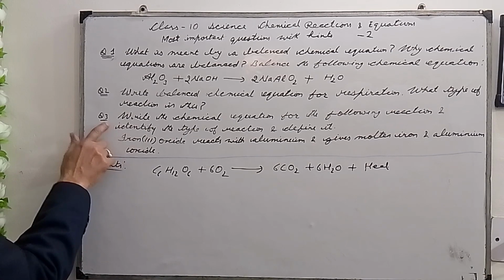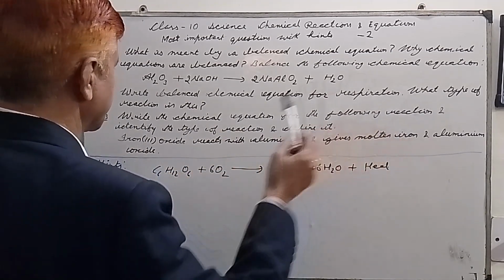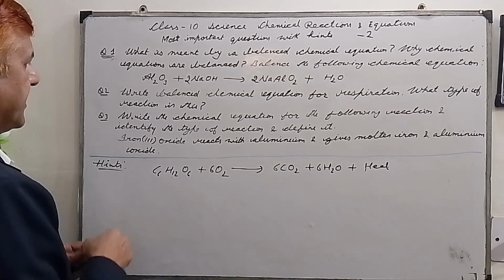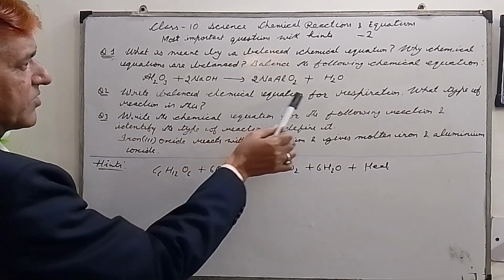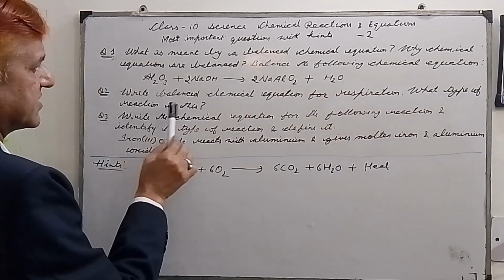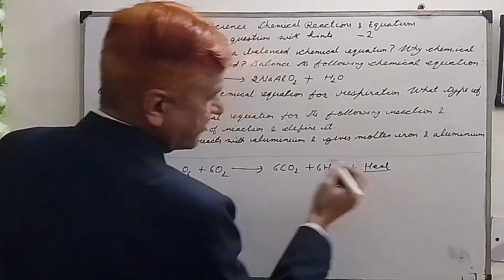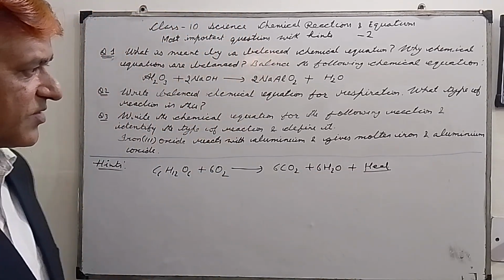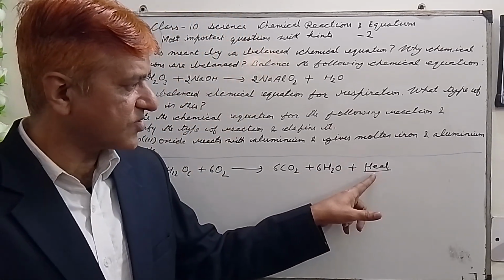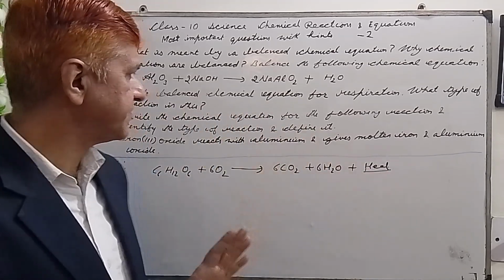Then we have question number 3. Write the balanced chemical equation for respiration. What type of reaction is this? So in respiration, heat is evolved. So what type of reaction is that in which heat is evolved? That is an exothermic reaction. So the second part of this answer is exothermic.